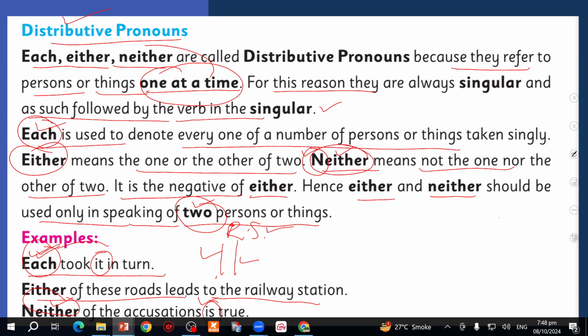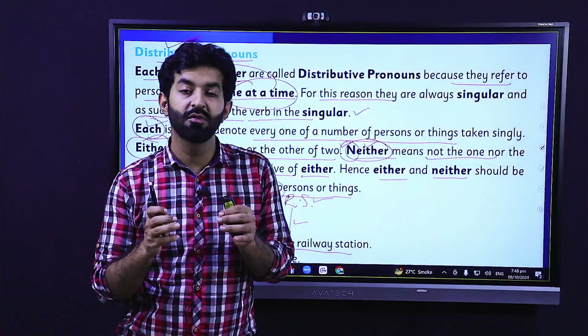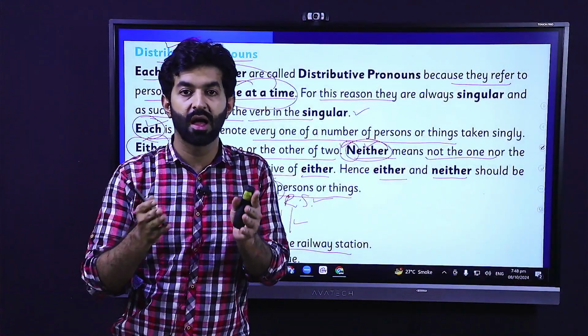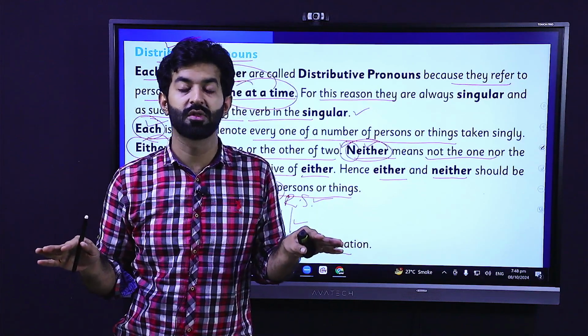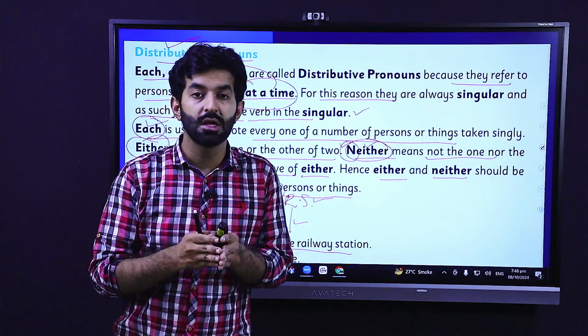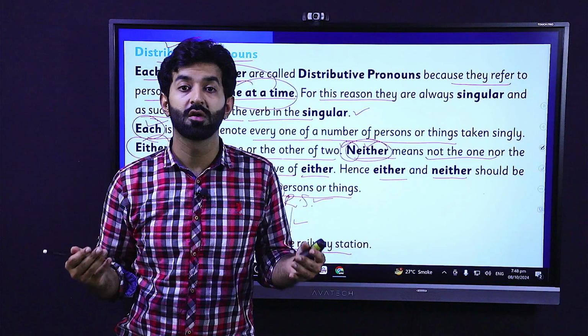So you see that when we are referring to all of the things, one of them, or not any one of them, we can use each, either, and neither respectively.